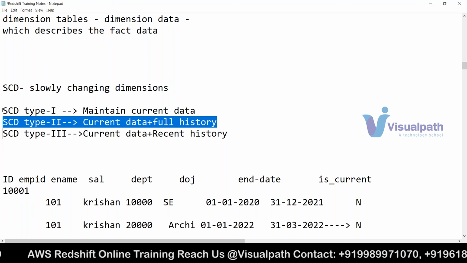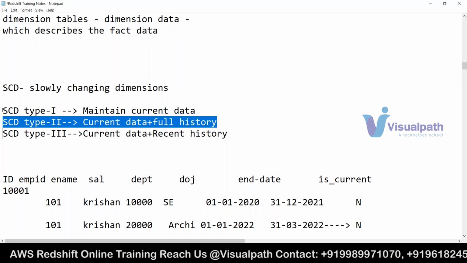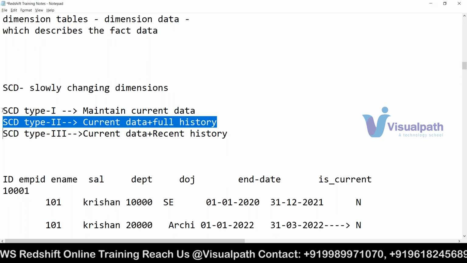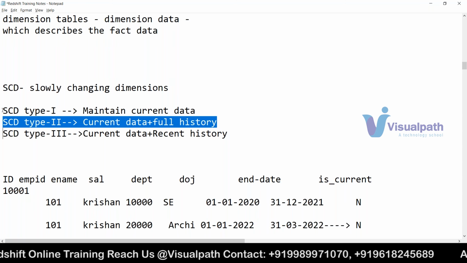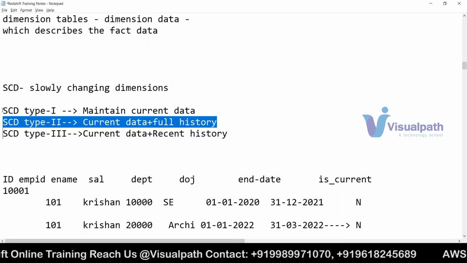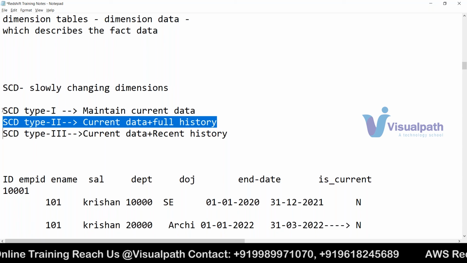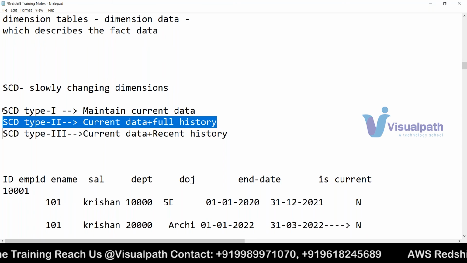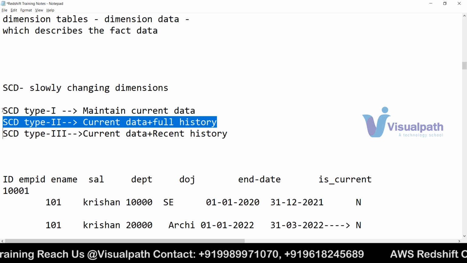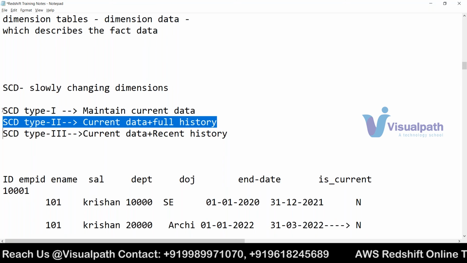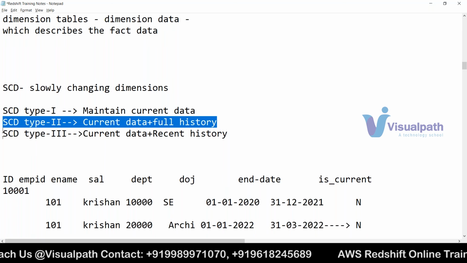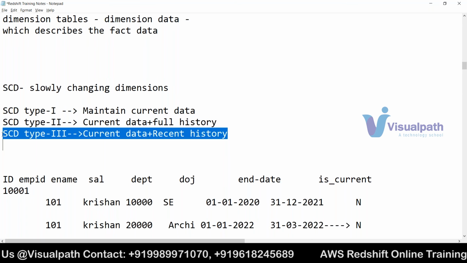Okay. So, very important, just for now, remember slowly changing dimensions. Dimensions tend to change over time, and that's why they are called slowly changing dimensions. They are mainly of three types: SCD type 1, SCD type 2, SCD type 3. SCD type 1 means they will maintain only current data. SCD type 2 means they will maintain current data plus full history. SCD type 3 means current data plus recent history.